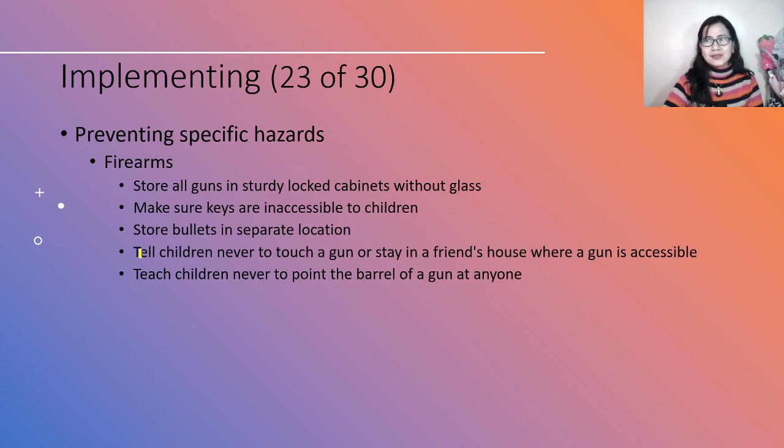Firearms, okay. Instruct the parents to store all guns in sturdy locked cabinets without glass, so that it will not catch the attention of the children. Make sure keys are not accessible to children. Store bullets in a separate location, so as not to try the guns. Tell the children to never touch the gun or stay in a friend's house where a gun is accessible. Teach children to never point the barrel of a gun at anyone or at themselves.